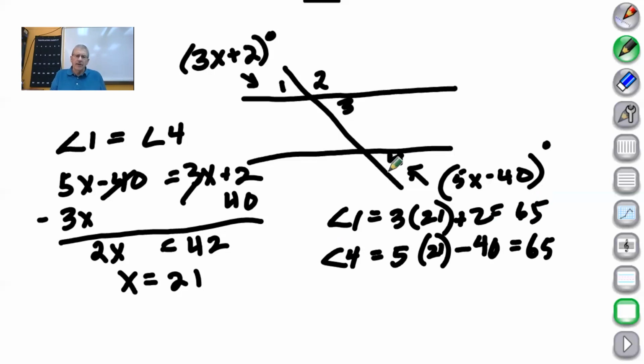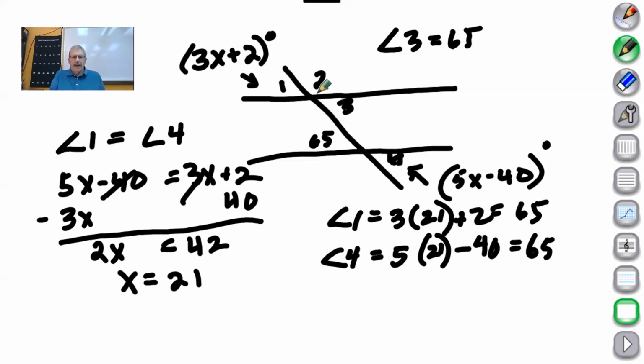Now, going around here real quick, let's see if we can find the other angles. Okay, so this is 4. We said this was 65, therefore this would be 65. Therefore, this would be 65. They're opposite each other right here. So we know angle 3 is also 65. And we know angle 1 is 65, but what about angle 2? Well, angle 1 and angle 2 are supplementary. They add up to 180.